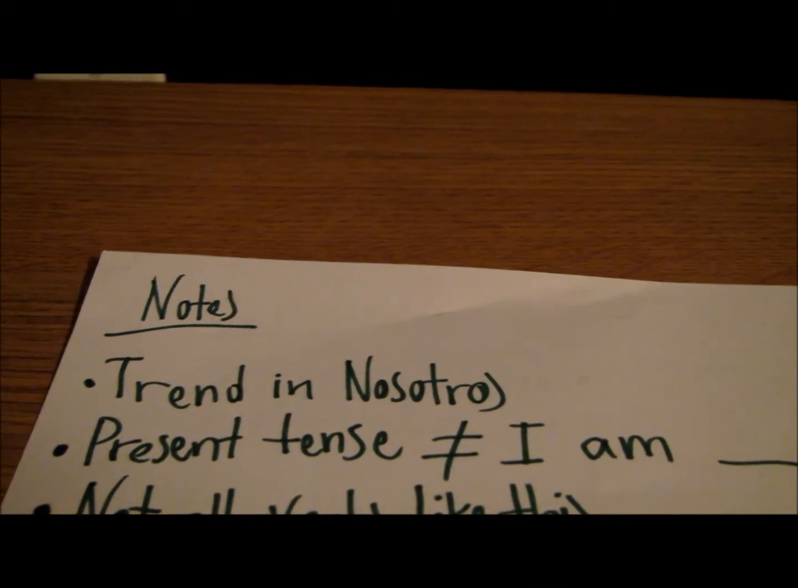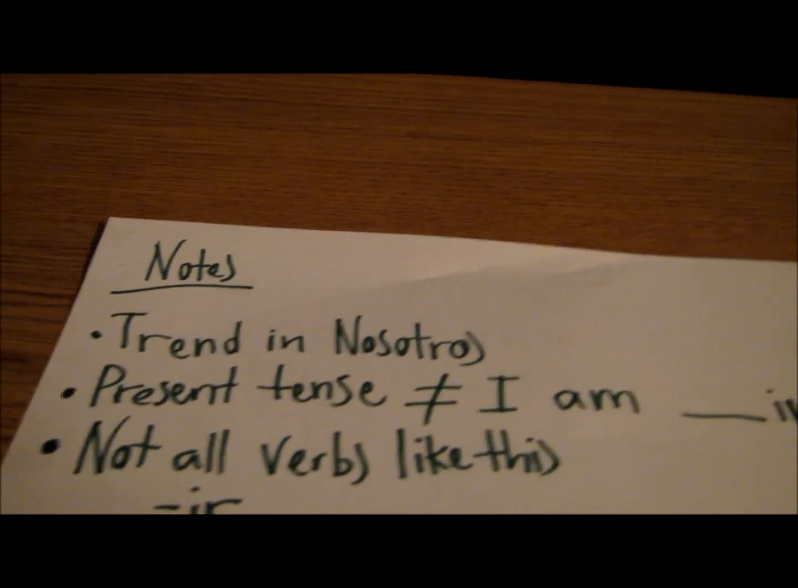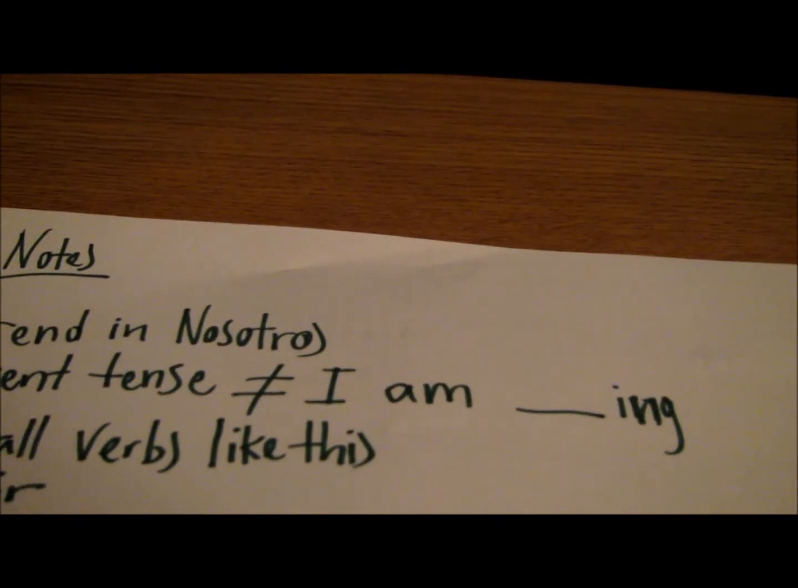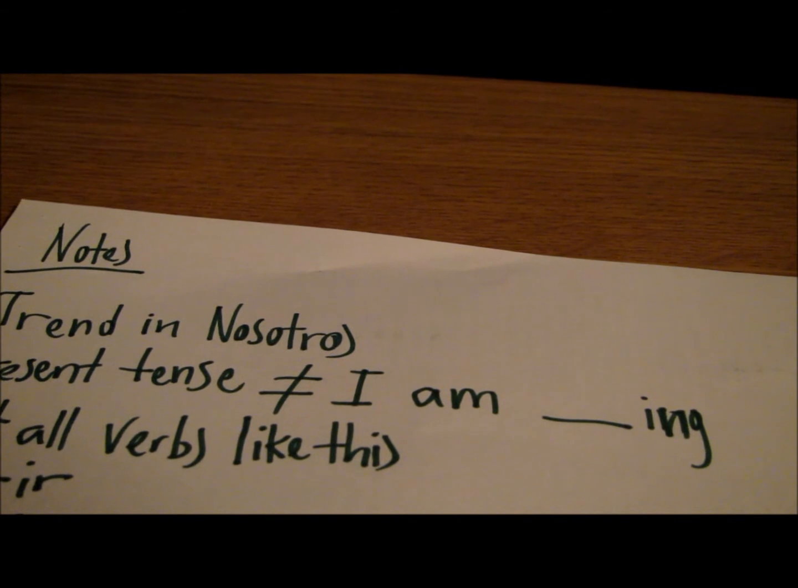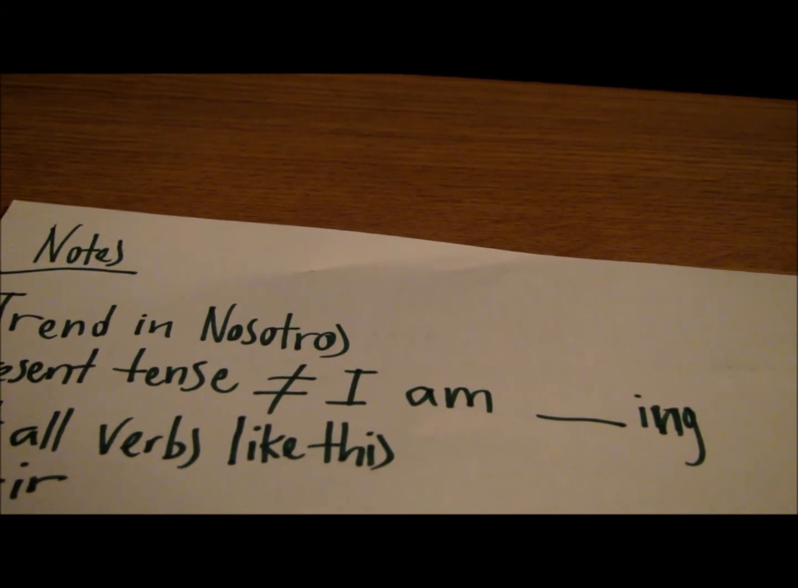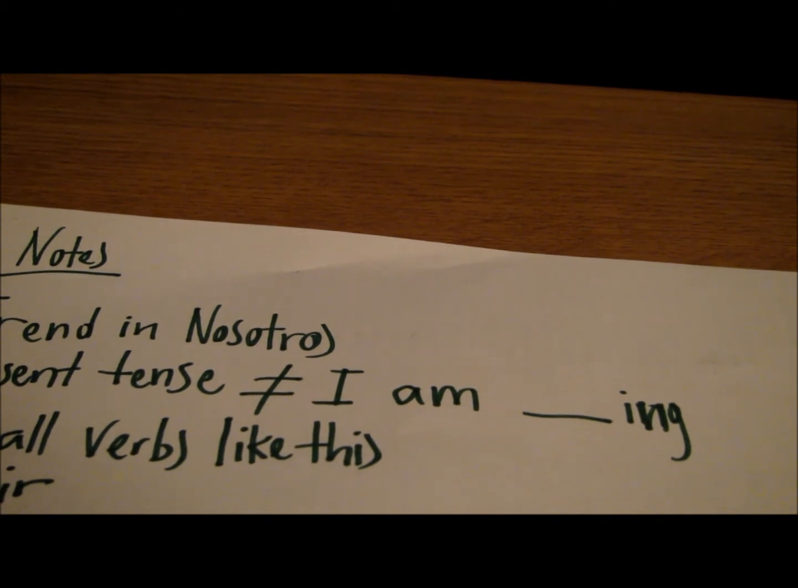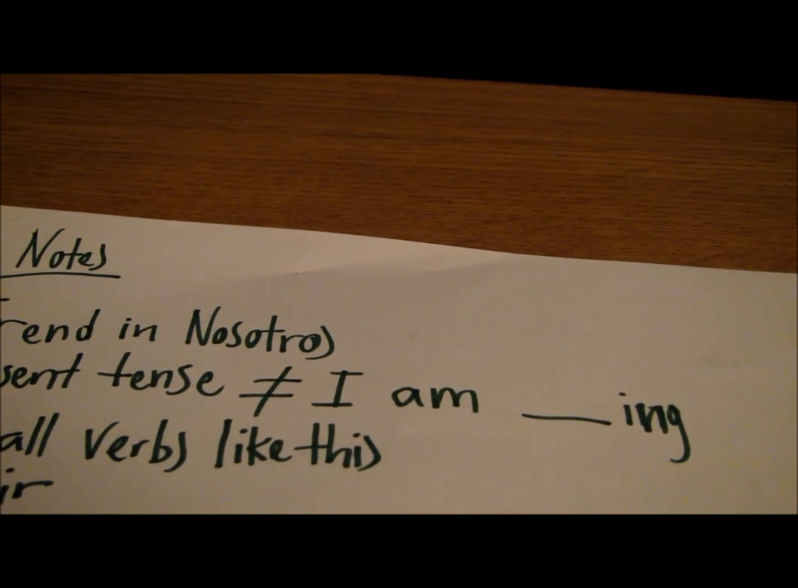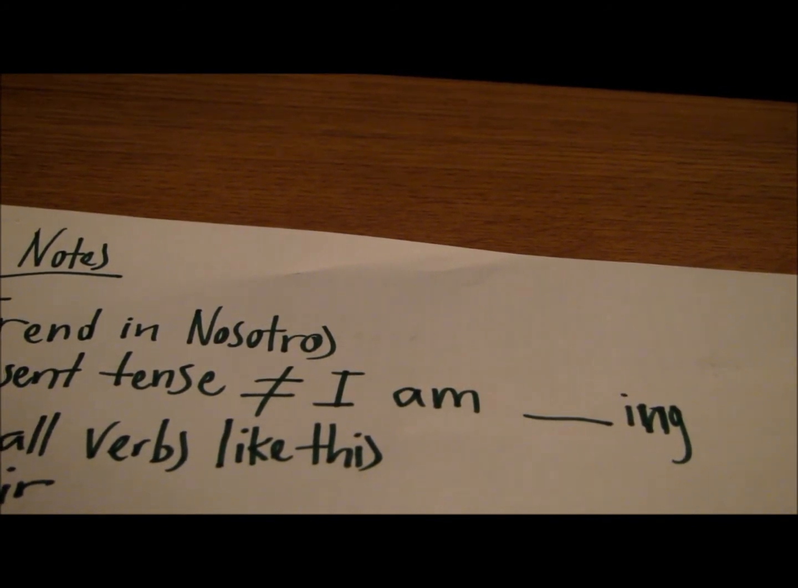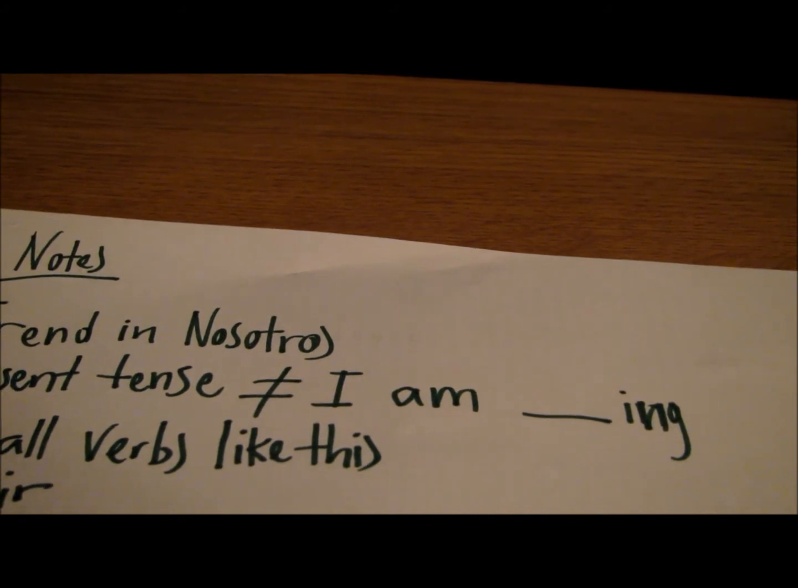Another thing that I wanted to point out is that the present tense is not I am blanking, like I am swimming, I am running. It's I swim. That's something that a lot of people get messed up, and I want to clarify that because there's a special way to say I am whatever.